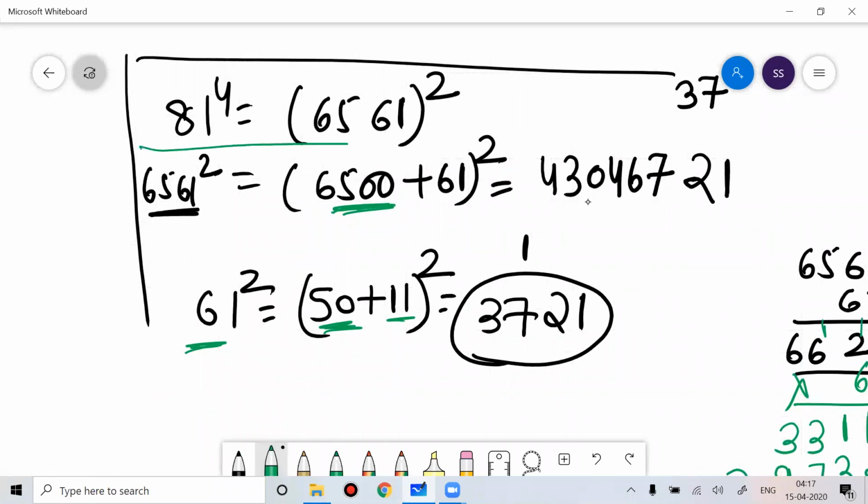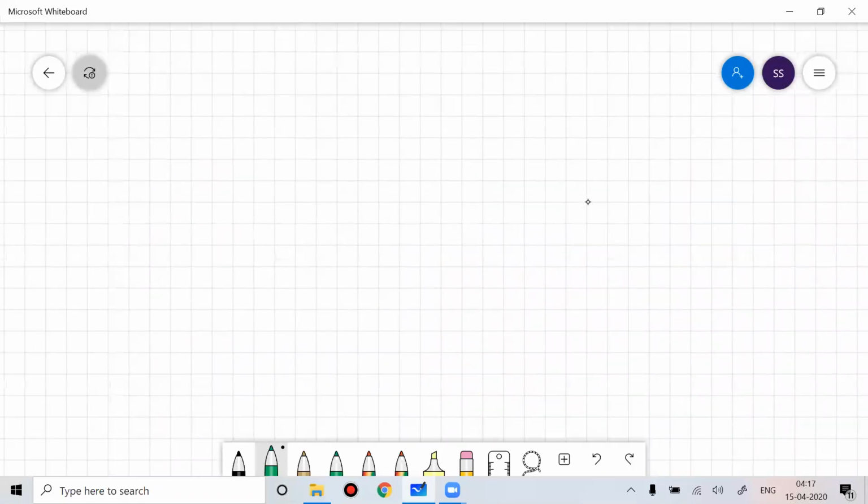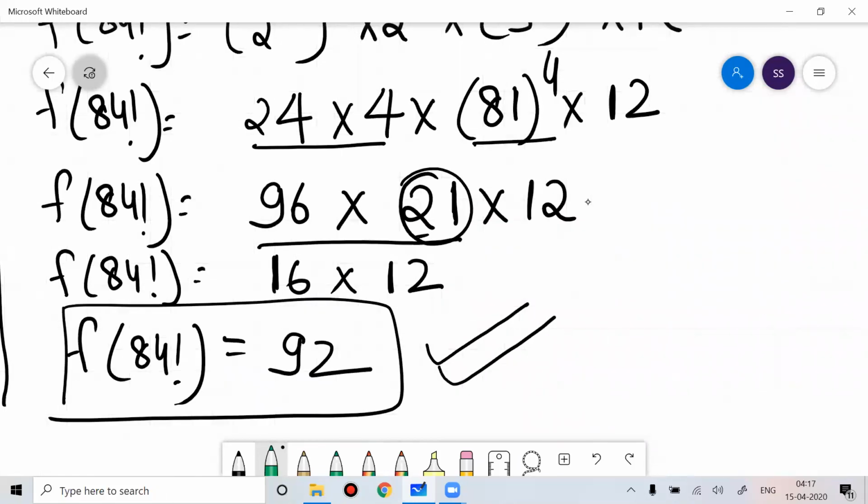If you use a calculator, this is the square of 6561. Okay, let me check with the calculator. I have a calculator, so with the calculator I can confirm my value. 6561 square. If you do, you'll get 43046721. Okay, done. So guys, I just proved this.